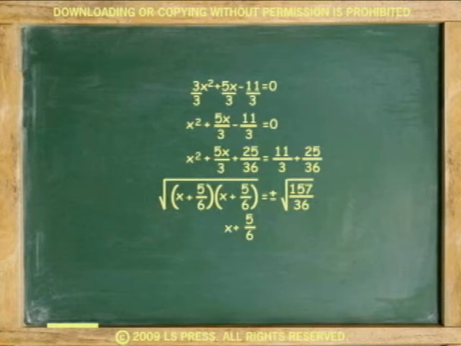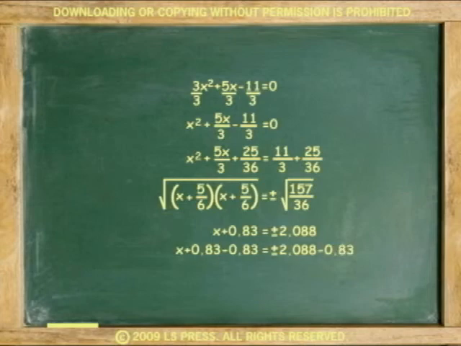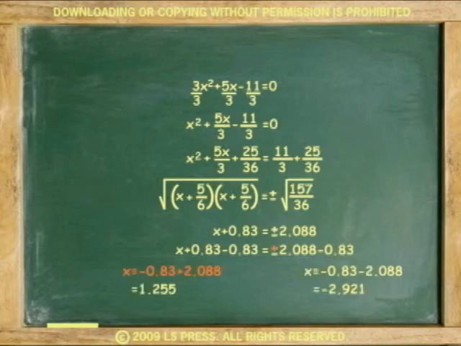x plus 5 over 6, which is 0.83, equals plus or minus the square root of 157 over 36, which is 2.088. Subtract 0.83 from both sides to move 0.83 to the right. x has two values, negative 0.83 plus 2.088 and negative 0.83 minus 2.088, or x equals 1.255, x equals negative 2.921.